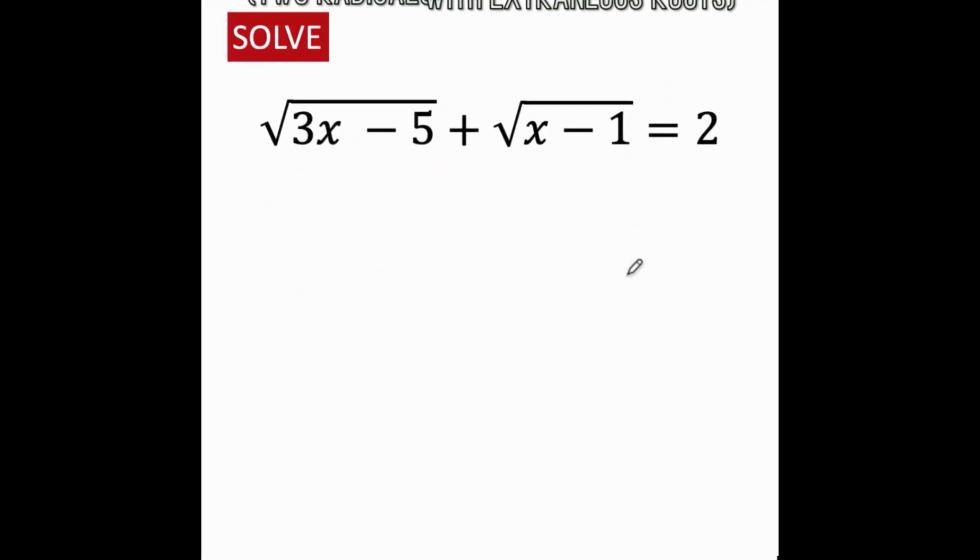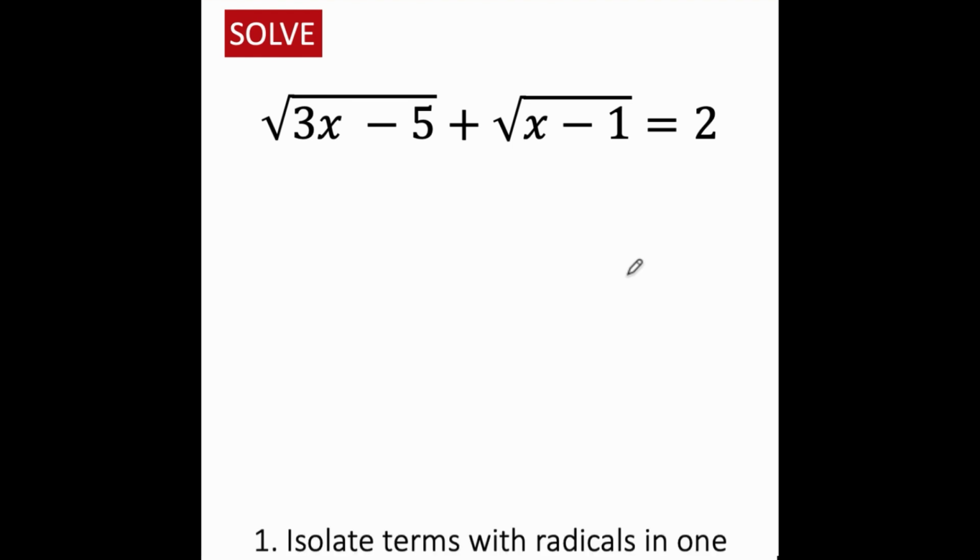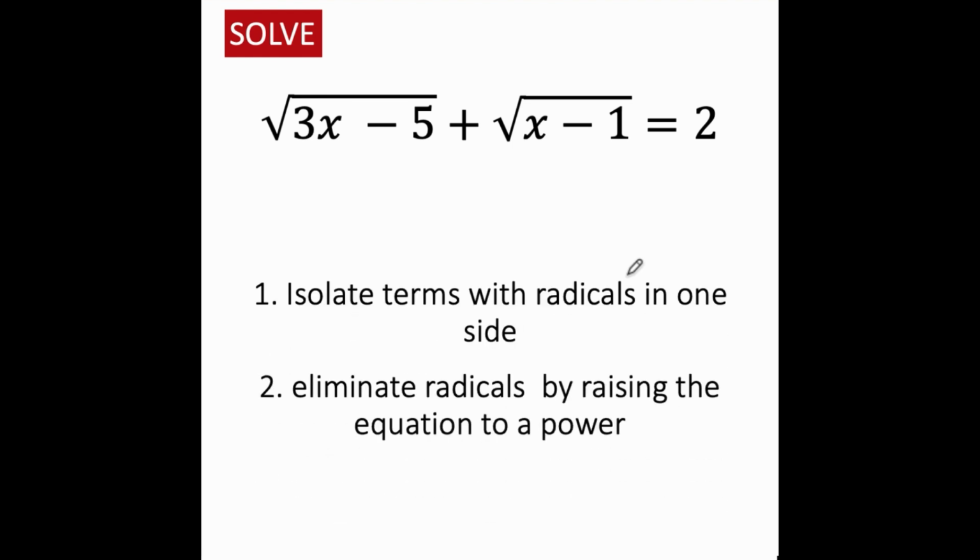First, let's recall that there are two things that we would like to accomplish when we are solving a radical equation. Number one, we want to isolate the terms with radical in one side of the equation. But our problem here is there are two terms with radicals. So that means we are going to apply this number one condition 2 times. And number two, we would like to eliminate the radicals by raising the equation to a power. And we are going to apply this number 2 also 2 times because there are two radicals in this equation.